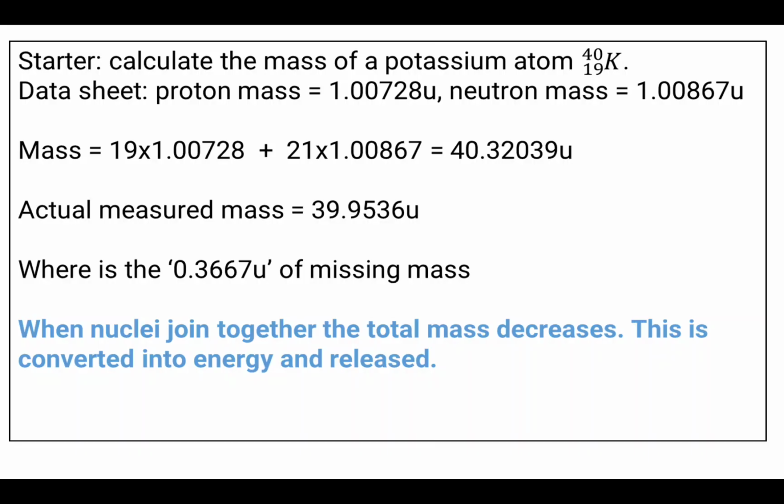And that's the mass defect. So when nuclei are joined together, the total mass decreases. It's converted into energy and then released.